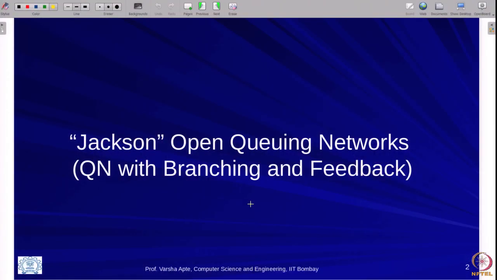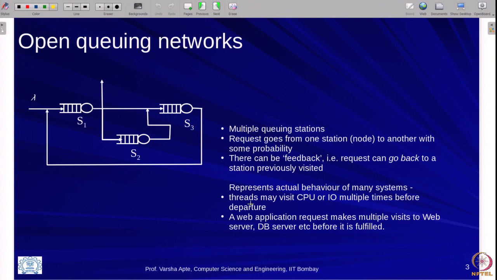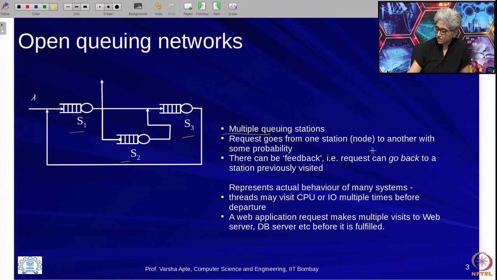So, we are going to talk about what are called Jackson open queuing networks today, which are basically queuing networks with branching and feedback. Last time we had studied only tandem queuing networks, today we are going to study these kind of generalized queuing networks. So, what do we have in these general queuing networks? We have multiple queuing stations. As you can see, this is S1, S2, S3, these are multiple queuing stations, and requests can go from one station, which we sometimes also call node, and station I will use interchangeably, to another with some probability.